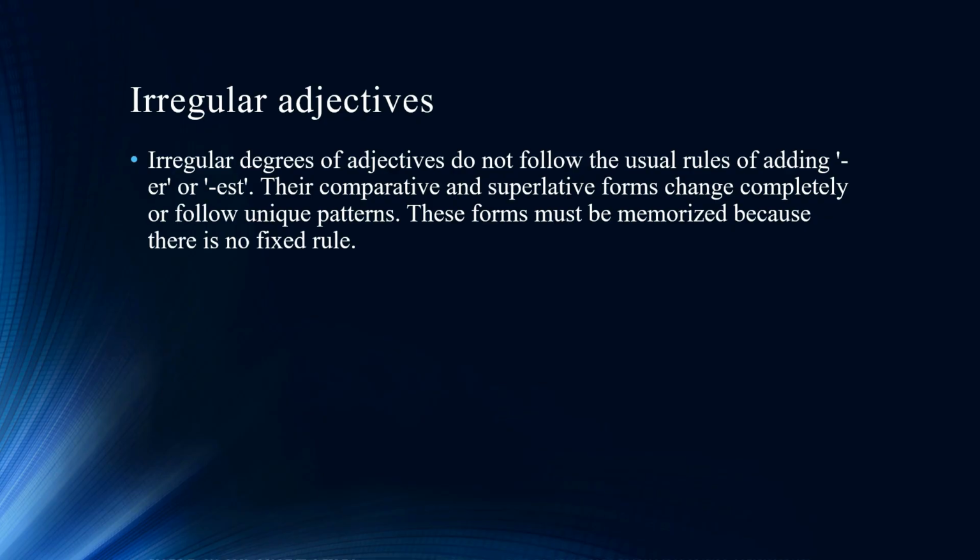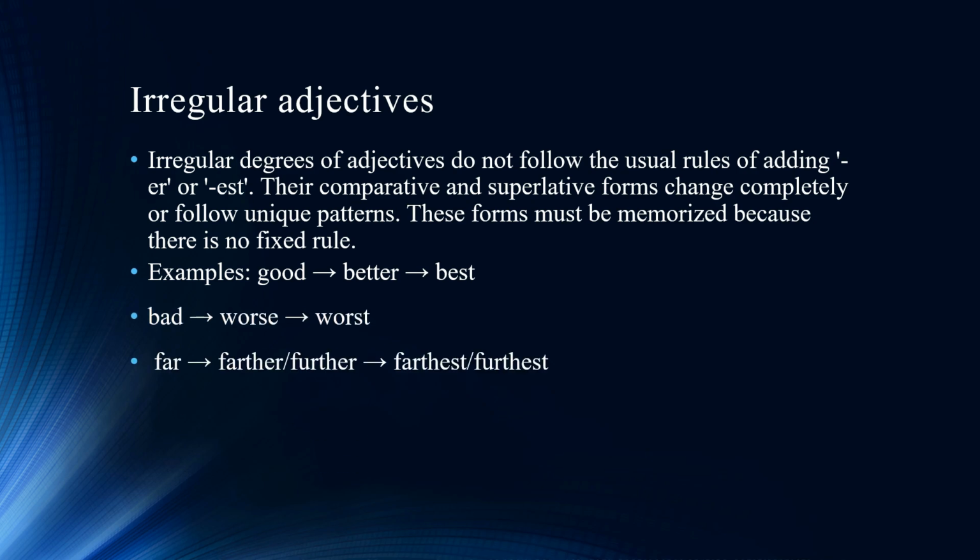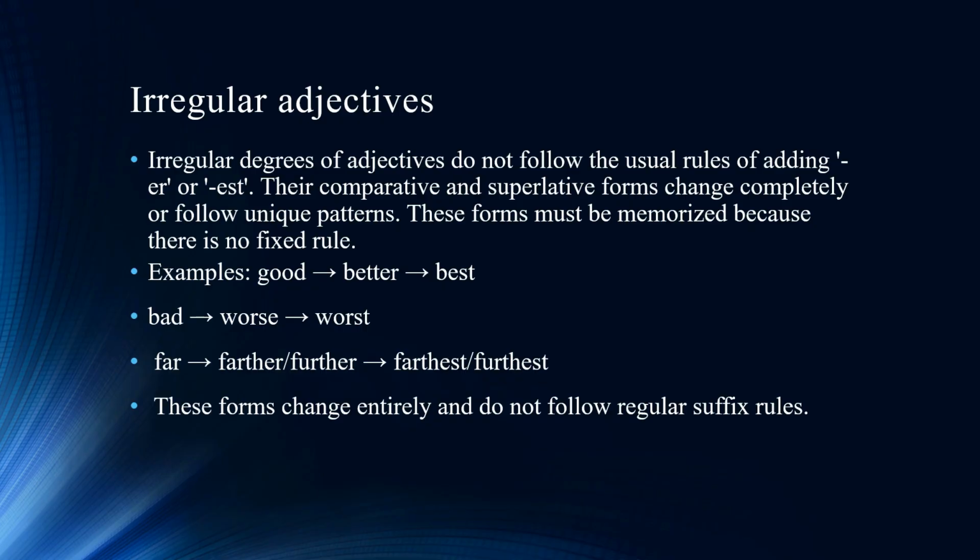We put suffixes or prefixes with long and short adjectives, but in irregular adjectives, the simple positive, comparative and superlative degrees, the three degrees, are completely different words. So we have to memorize irregular adjectives. Examples: good, better, best, bad, worse, worst, far, farther, farthest. These forms change entirely and do not follow regular suffix rules as there were in short adjectives and long adjectives. Irregular adjectives do not follow these kinds of rules.